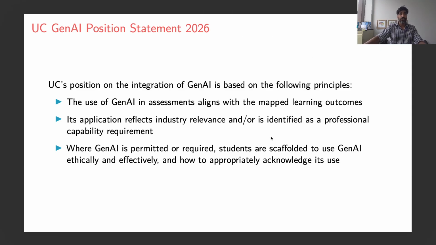And similarly with University of Canberra, the university I'm part of, the generative AI position statement for 2026, we've sat somewhere in the middle of UNSW and USyd. So the principles of it is that the integration of AI is based on the assessments aligning with mapped learning outcomes, its application reflects industry relevance or is identified as a professional capability requirement, and then where Gen AI is permitted or required, students are scaffolded to use AI effectively and ethically, and how to appropriately acknowledge its use.